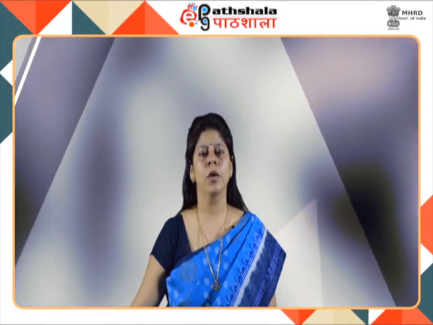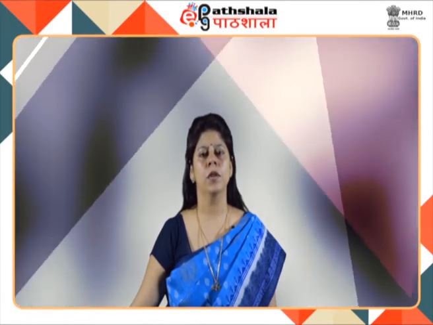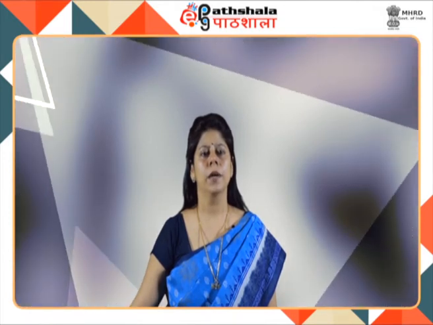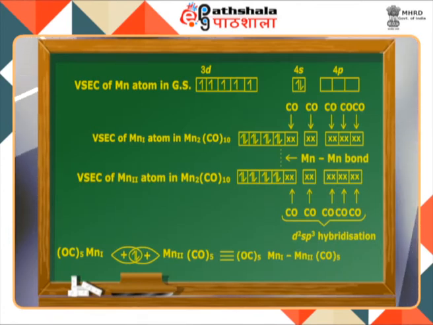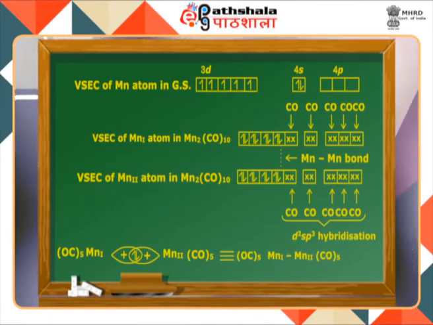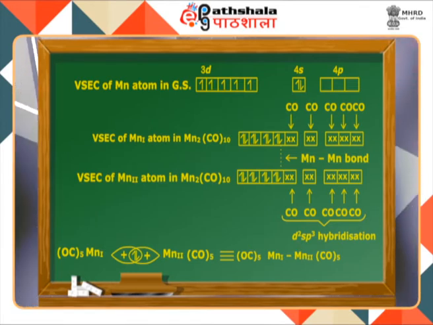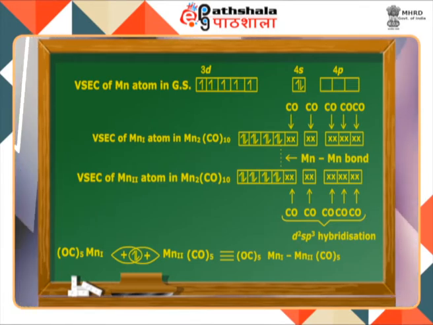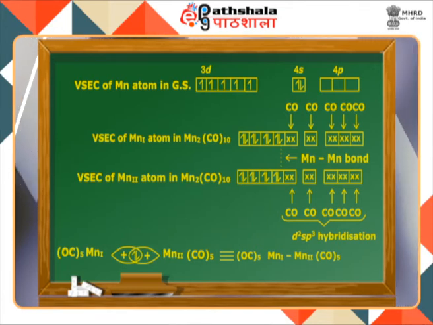d-atomic orbitals of two metal atoms. The M-M bond may be a normal sigma bond, a bent sigma bond, or a delta bond. In the Mn2 carbonyl complex, the Mn-Mn bond is formed by the linear overlapping of singly occupied d2sp3 hybrid orbitals of two manganese atoms. You can see the valence electronic configuration for manganese atom 1 and manganese atom 2 forming a complex with the carbonyl molecule.